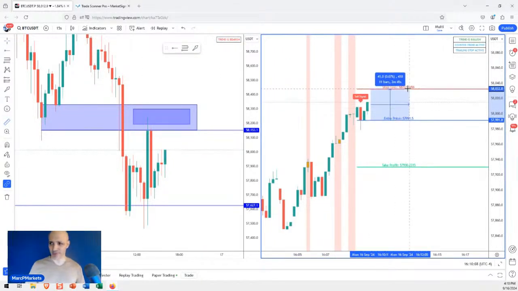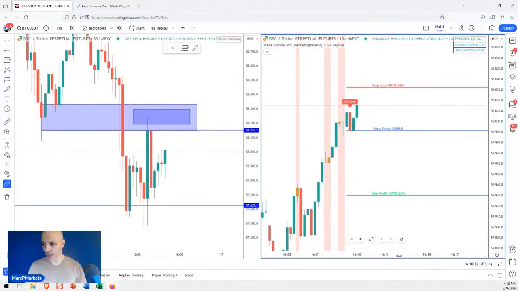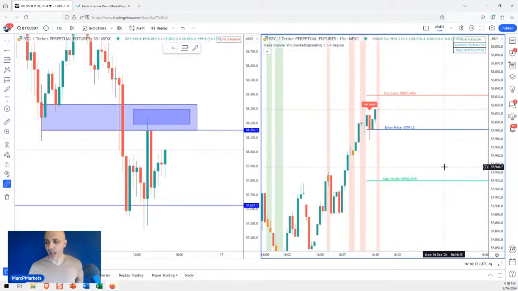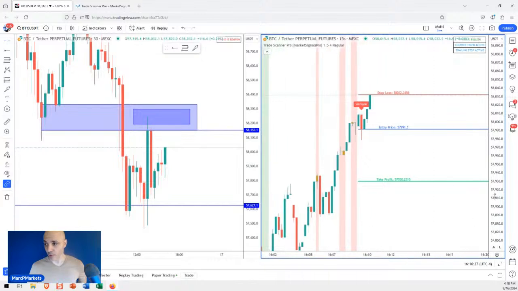42 points. That's nothing for Bitcoin. This is probably going to get blown out. Okay. Now, in previous weeks' examples, I've shown examples with these really tight stops, and it happened to work out really well. See, this one's going to get stopped out, but they don't always work out well.